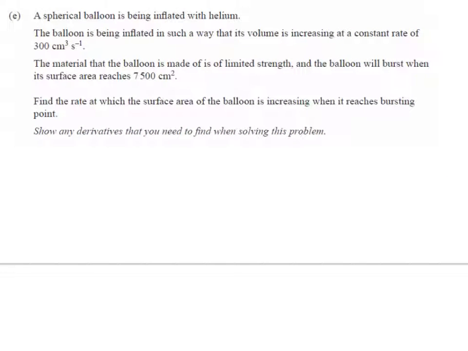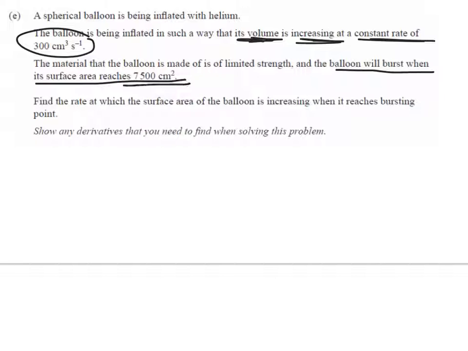Alright, a spherical balloon is being inflated with helium. The balloon is being inflated in such a way that its volume is increasing at a constant rate of 300 cubic centimetres per second. The material of the balloon is of limited strength, and the balloon will burst when its surface area reaches this amount here. Find the rate at which the surface area is increasing when it reaches bursting point.